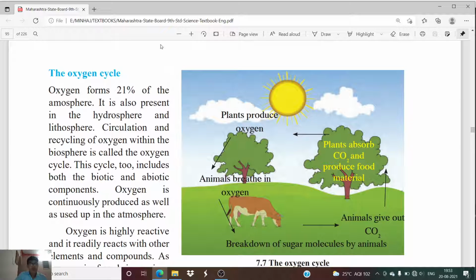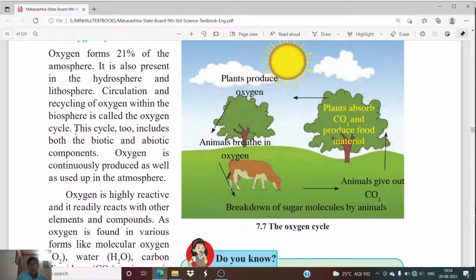As we all know, out of 100% of the gases present in the atmosphere, 78% is comprised of nitrogen, whereas 21% of the atmosphere is occupied by oxygen. It is also present in the hydrosphere and lithosphere. We have to keep in mind that oxygen is not only present in the atmosphere, but it is also present in the hydrosphere, that is water bodies, as well as in the land, that is lithosphere.